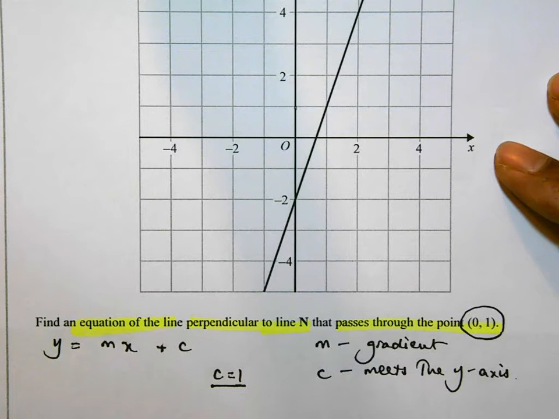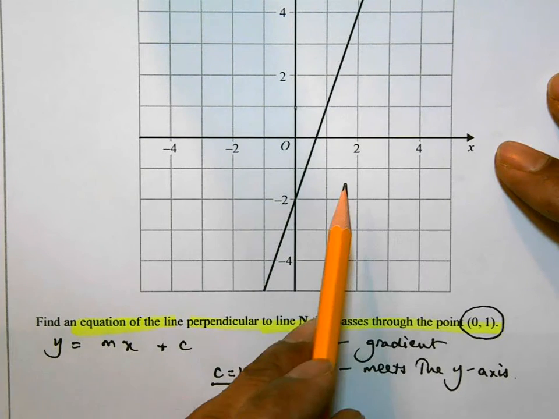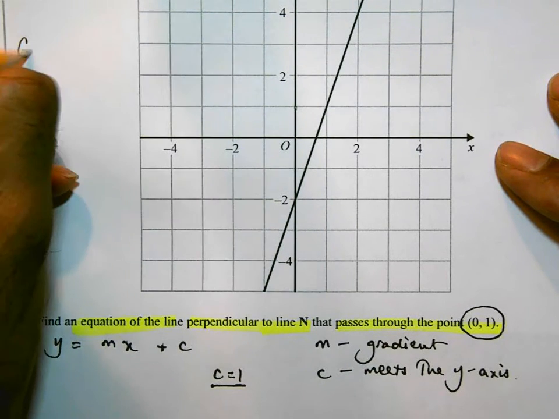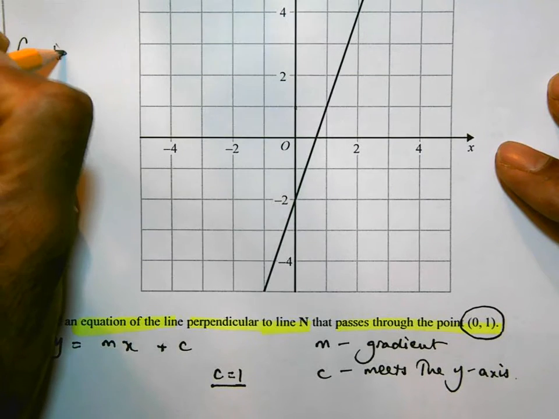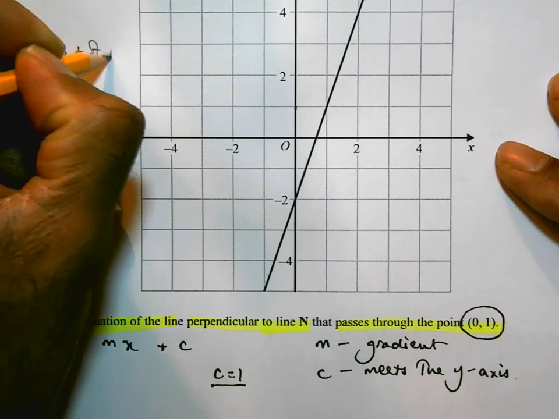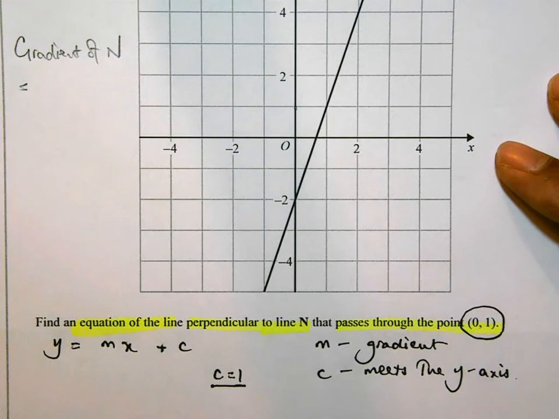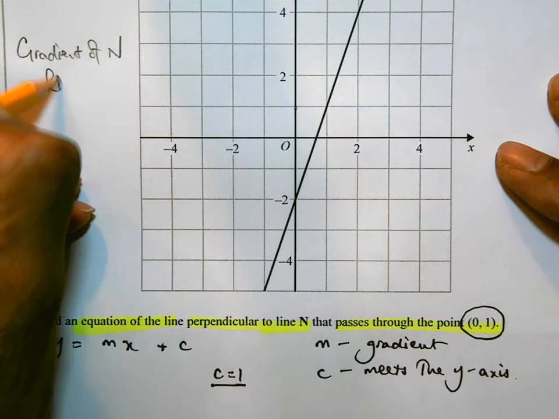And how do I need to do that? Well, I've been told that the line they want us to write down the equation of is going to be perpendicular to this line here. So I first of all need to work out the gradient of N. Remember, gradient is rise over run.